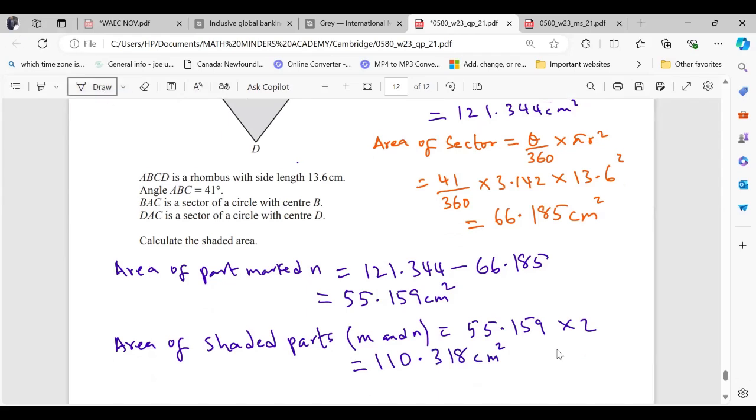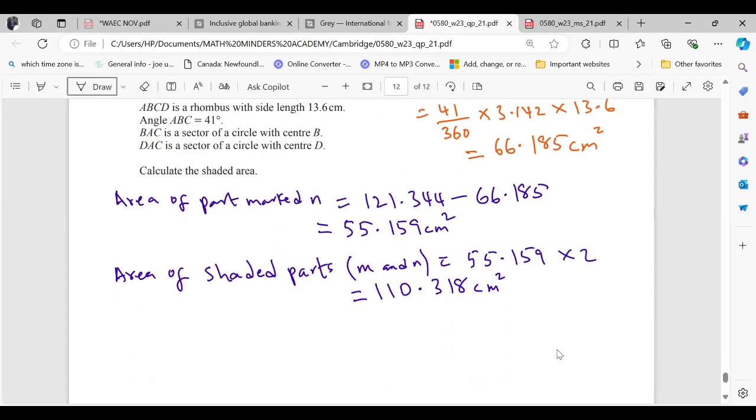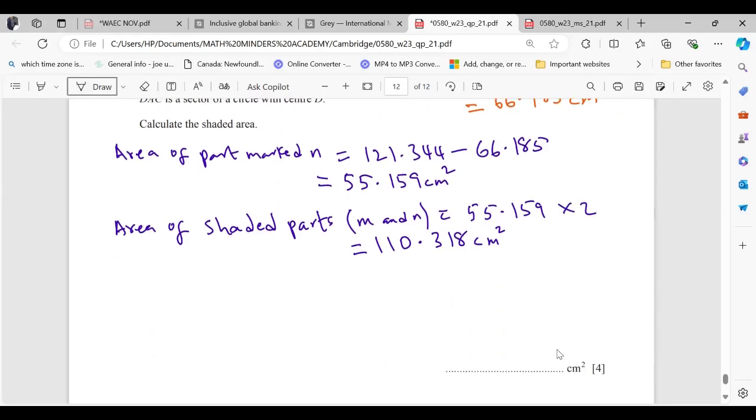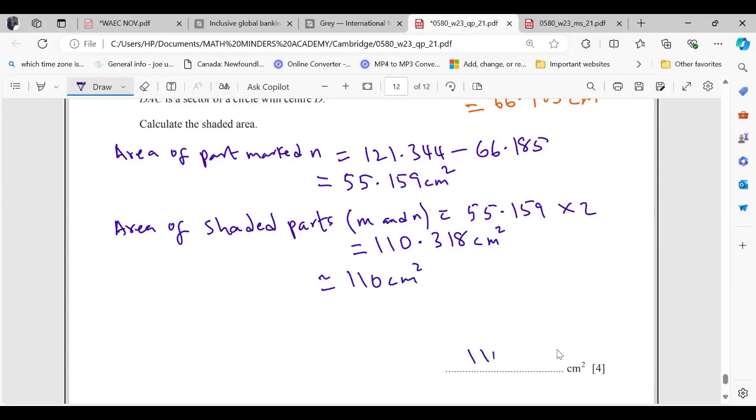So we are going to write this answer to 3 significant figures. If we write this answer to 3 significant figures, it becomes 110 square centimeters. So we go and enter 110. Already there is a unit here. The square centimeter is given. So that's how to solve a problem involving area.